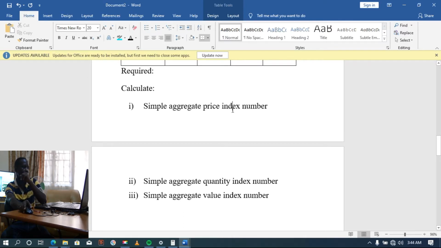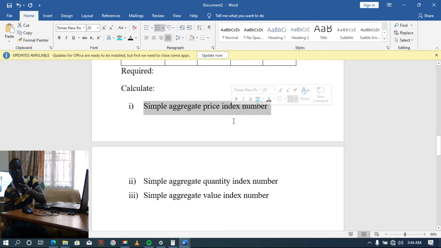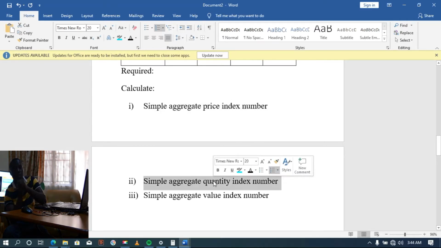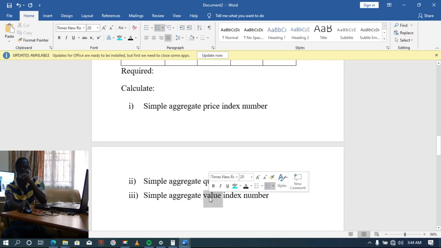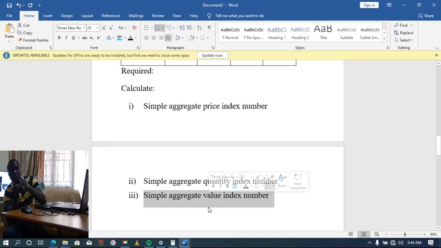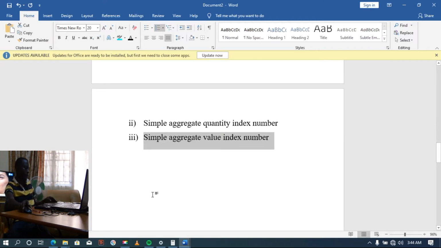So of course, simple aggregate price index considers the prices of these commodities in the current year and the base year. Then simple aggregate quantity index considers these commodities' quantities in the current and the base year. And then simple aggregate value index considers the value of these commodities in both the current year as well as the base year. So let's try to solve this question and see how best we can understand it better.